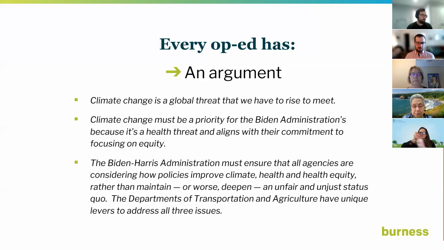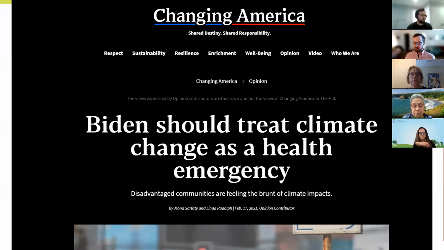But I use this as an example because it's actually a piece. And we're going to walk through this. This is a piece that is written by Mona Sarfati and Linda Rudolph and placed in The Hill in their Changing America op-ed section. So we worked on this op-ed, and we'll sort of break this down as we go. And we'll drop in a link to this in the chat as well, so you can actually read the full piece. But so we've thought about the argument.